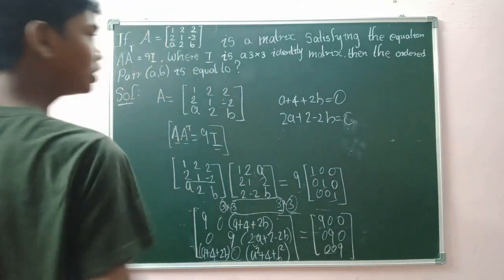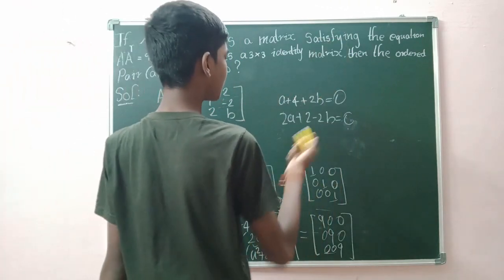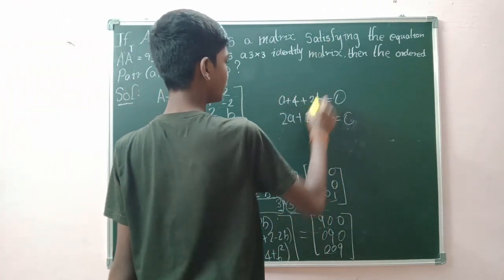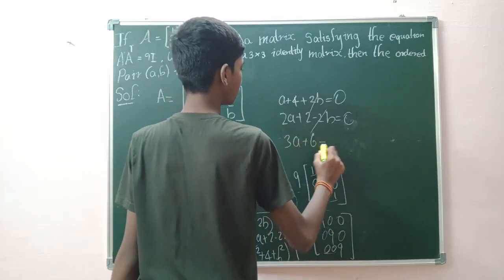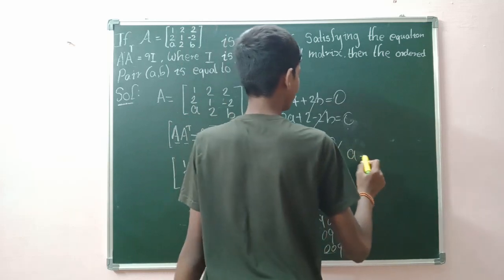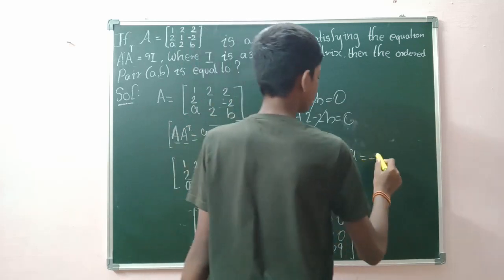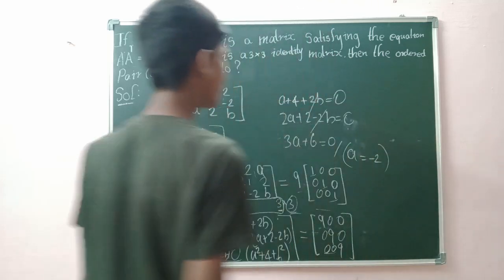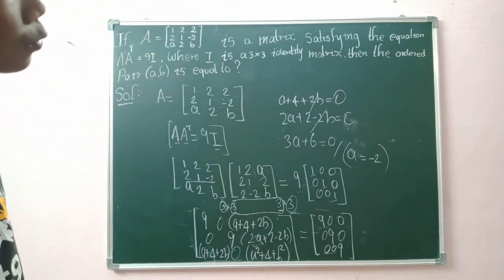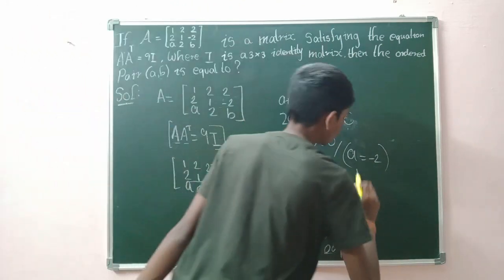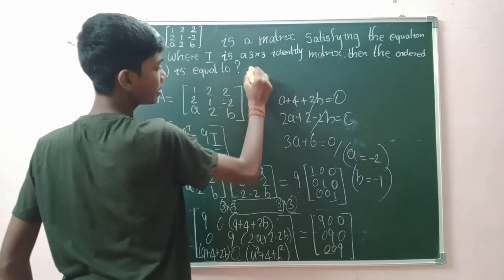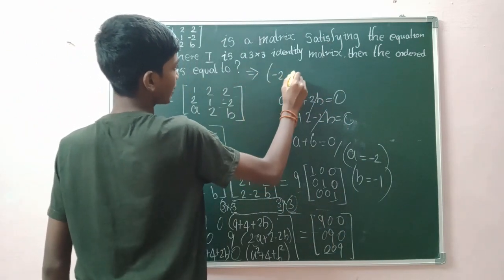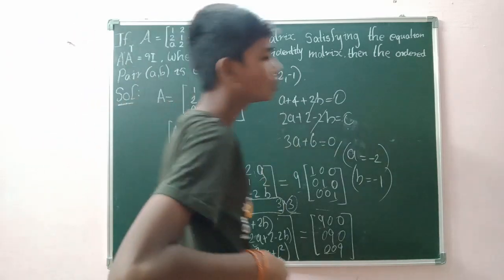So what you can do is just add these two equations, and therefore you get 2B cancelling, and 3A plus 6 is equal to 0. Therefore your A is equal to minus 6 by 3, that is minus 2. If A is equal to minus 2, then B will be minus 1. So the ordered pair A comma B will be minus 2 comma minus 1. Okay, so that's how you should solve this question.